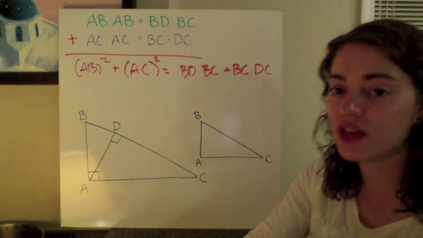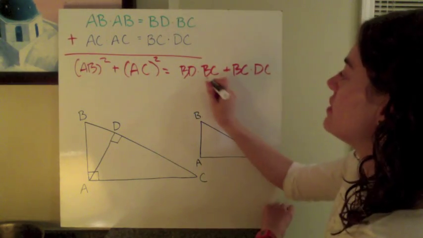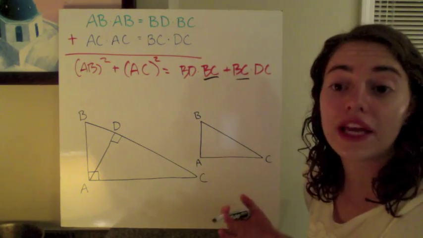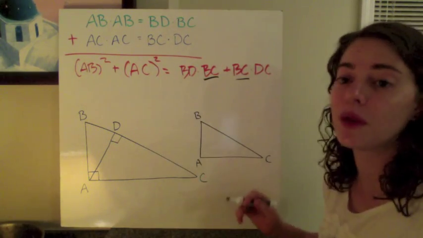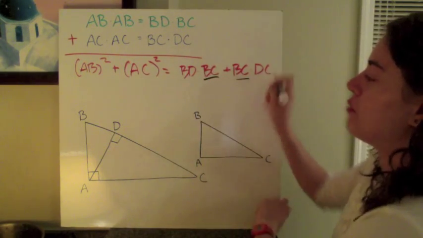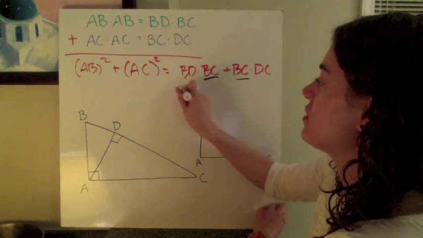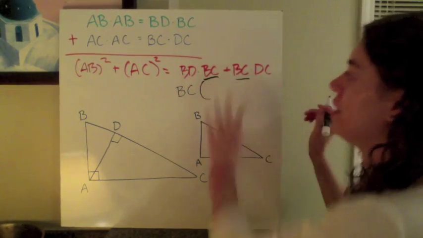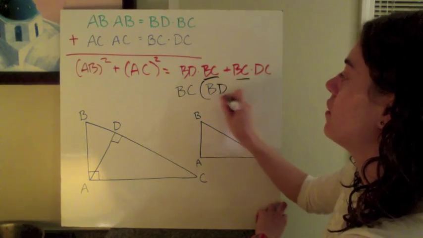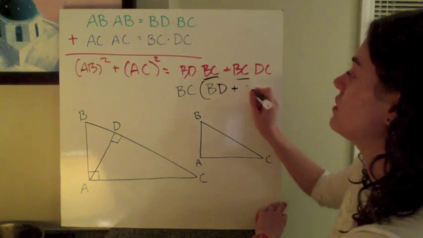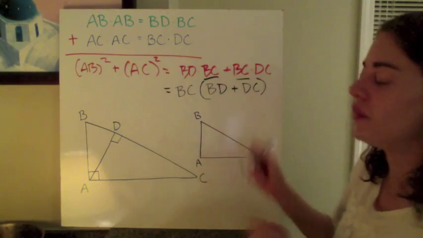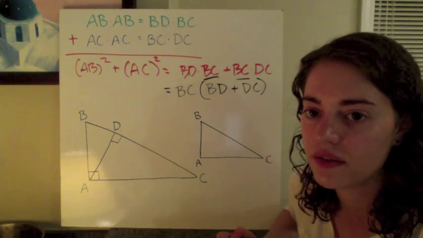But as you might notice, we do have a BC in both of these terms. So what I can do, if let's say both these things are being multiplied by 2, I could pull the 2 out and then add the others. So I'm going to pull a BC out of this equation. And what would be left when I pull that out is going to be BD plus DC. And that is still equal to AB squared plus AC squared.